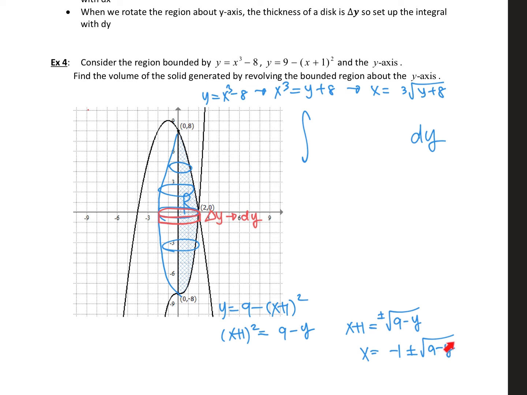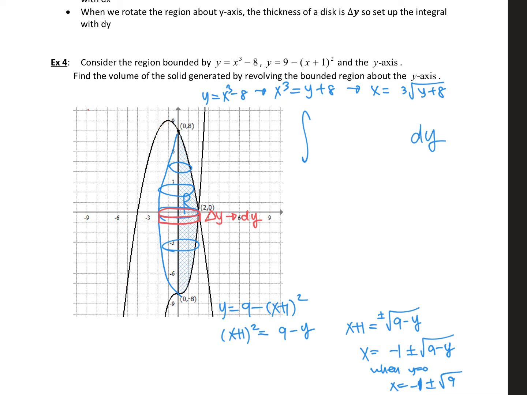Plug in y equals 0. So just to check, when y is equal to 0, x is equal to -1 plus or minus radical 9. So -1 plus or minus 3, so it could be -4, or it could be -1 plus 3, which is 2. So it could be -4, it could be 2. Here we're looking for this part of the graph, the plus part. The minus part will be the other side of the graph.